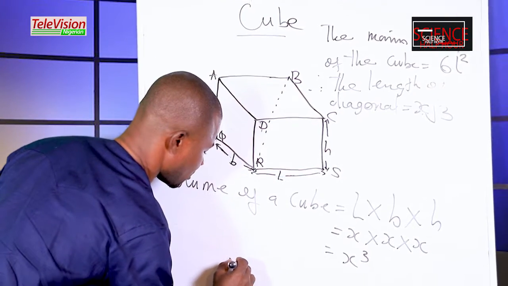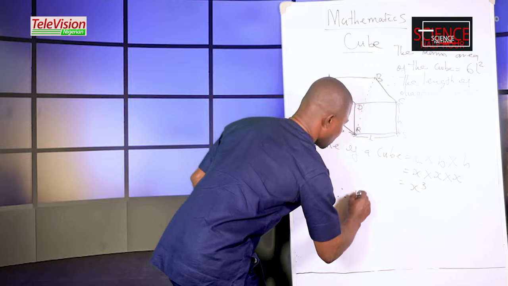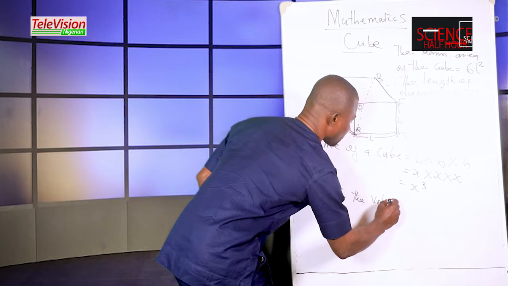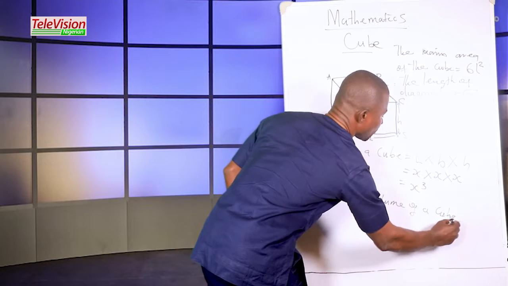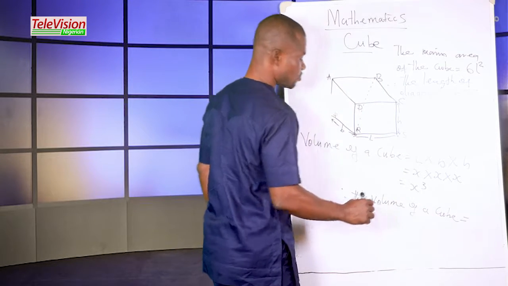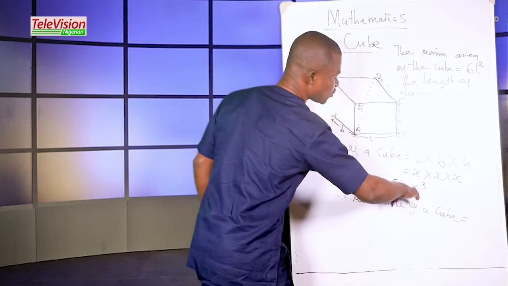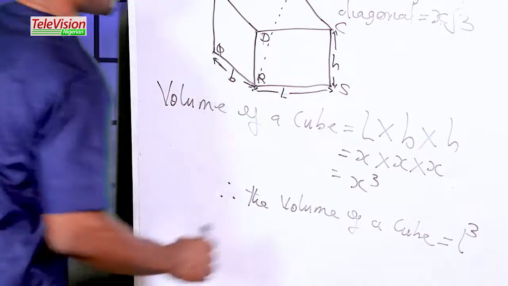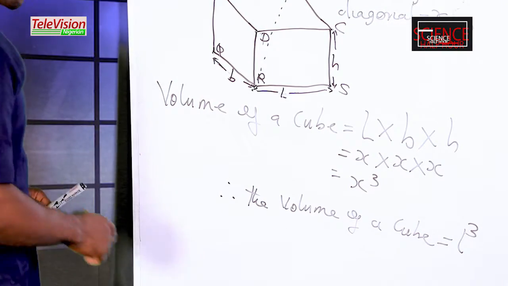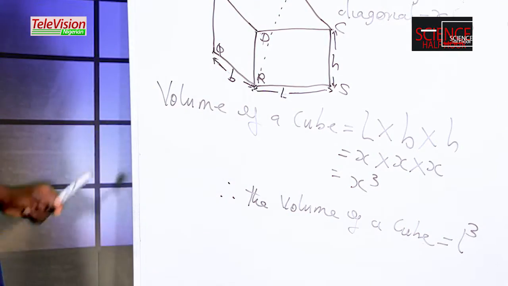Therefore, the volume of a cube is equal to, we substitute L for x, L raised to power 3. We are going to bring all these formulas down.